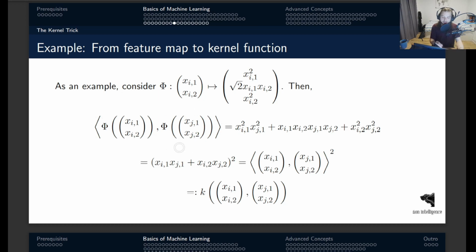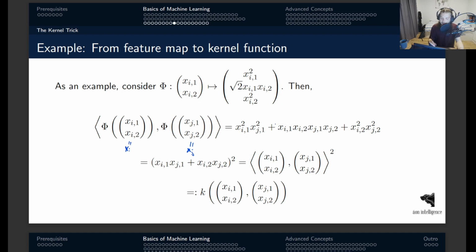So we want to evaluate the inner product of two feature mapped observations. This observation is xi and this observation is xj. Just writing out this inner product explicitly using the definition we have above, we arrive at this summation. The first term in the summation is the product between the first entry of our feature mapped observation xi and the first entry of our feature mapped observation xj. For the second term in the summation, we have the product of the second entry of our feature mapped observation xi and the second entry of the feature mapped observation xj.